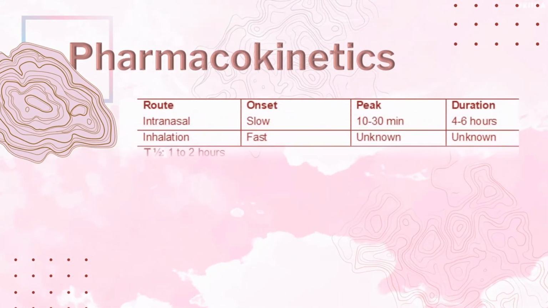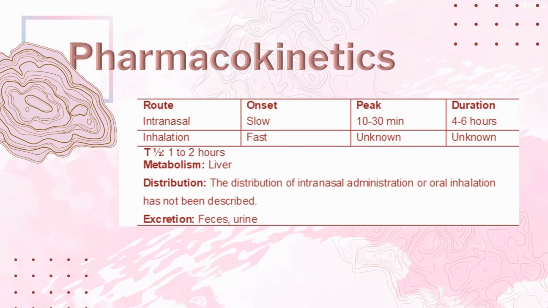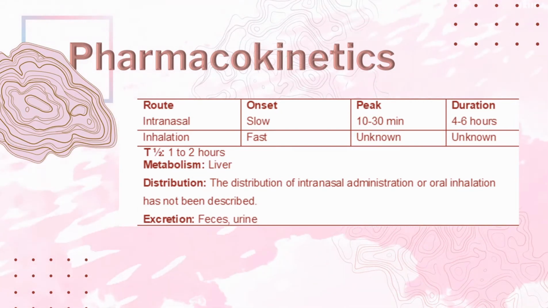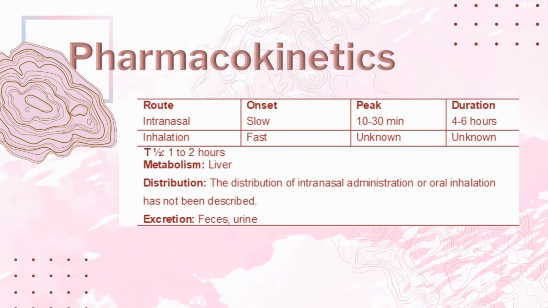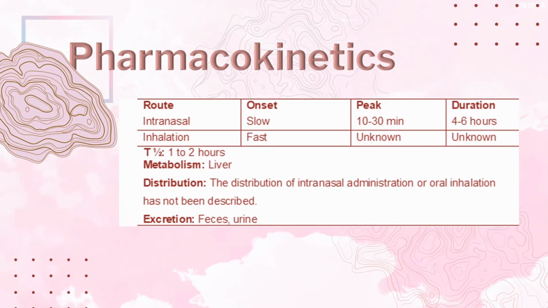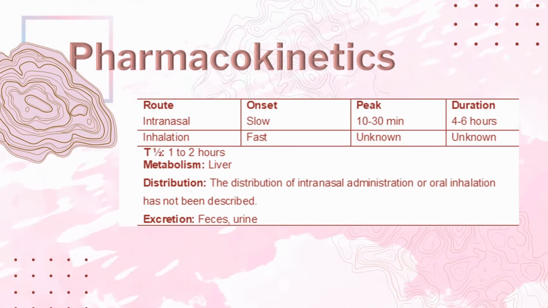There are two mentioned routes of administration, intranasal and inhalation. In the intranasal route, my onset is slow. It takes about 10 to 30 minutes to reach my peak. My duration is 4 to 6 hours. In the inhalation route, my onset is fast. Peak and duration is unknown. I am metabolized in the liver and excreted from the body in the feces or urine.